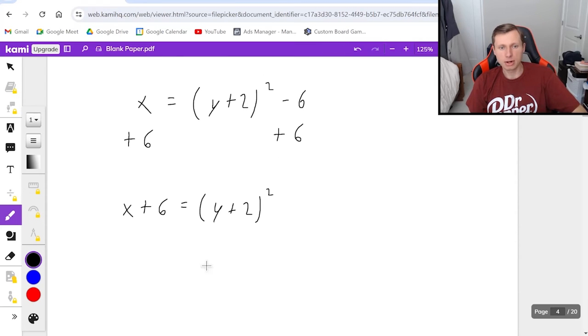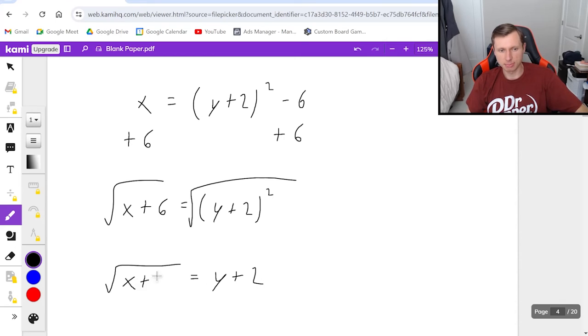Now some people out there, they will try and FOIL the y plus 2. And if you do that, you're a fool. You will never get the right answer. So don't do that. Instead, all you've got to do is take the square root of both sides. And in this case, on the right side, you get y plus 2 because the square root and the squared cancel. And on the left, you have square root of x plus 6.